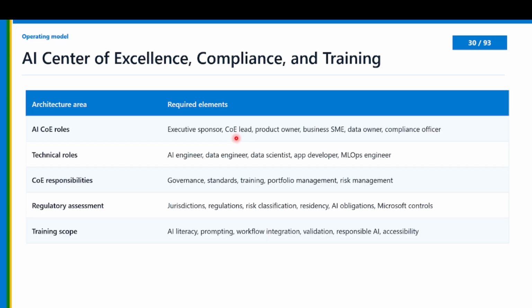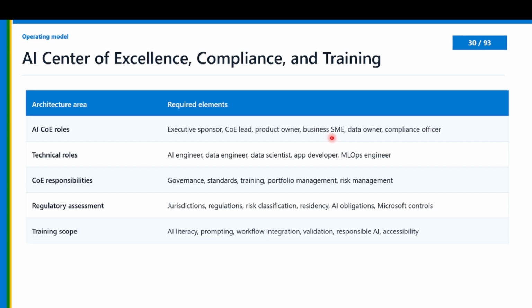Then you need a COE lead, a Center of Excellence lead. You need a lead that will lead the Center of Excellence, and the person must be a good communicator as well. The person must have knowledge of agentic AI and how it works. The person must have knowledge of governance, security, IT operations, and business process management and operations. Then you need a product owner. A product manager is always needed. You need somebody that will own the agentic AI product.